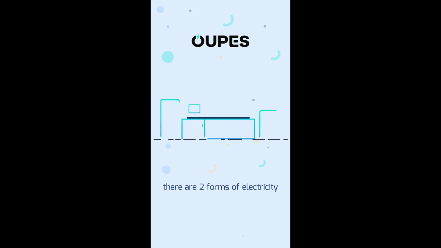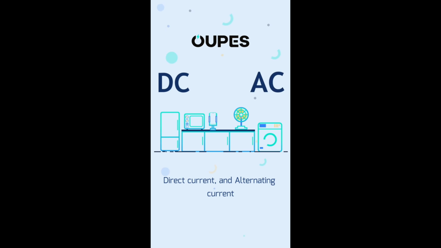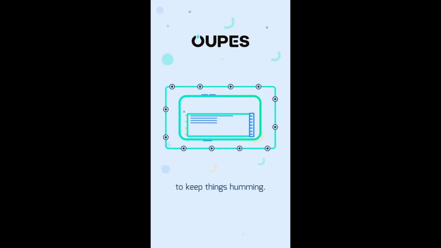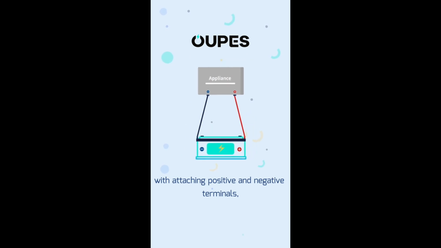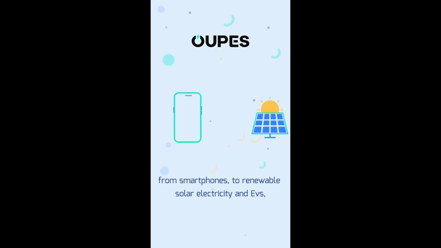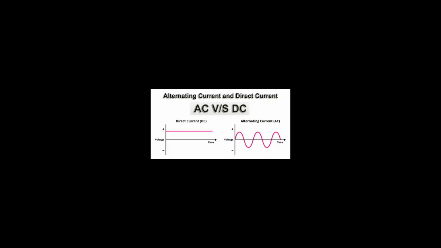There are two forms of electricity we power up our lives: DC, direct current, and AC, alternating current. DC, direct current, is the foundation of our battery-powered electronic devices to keep things humming. Connecting the battery to an appliance by attaching positive and negative terminals, the electricity will flow in one direction, goes out one side of the battery to the appliance, and flows out of the appliance back to the battery. From smartphones to renewable solar electricity and EVs, they all use DC direct current.